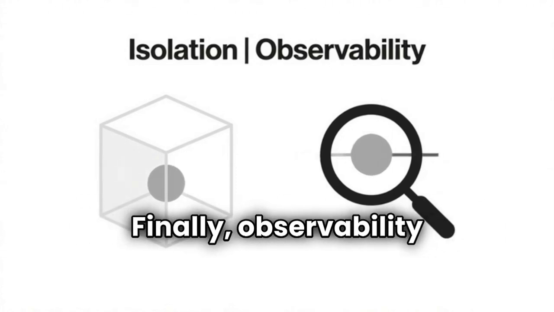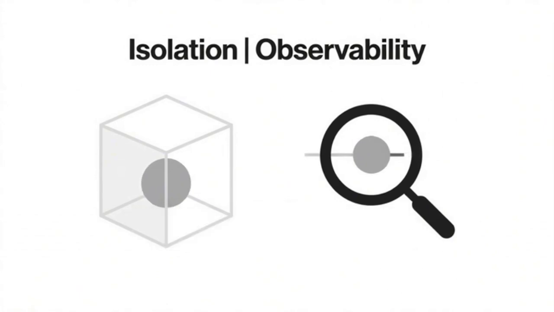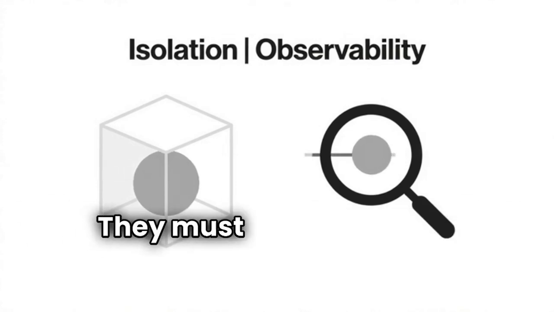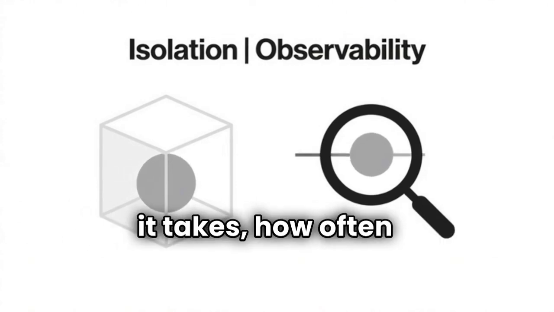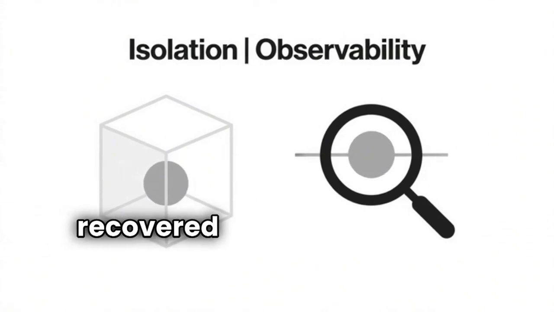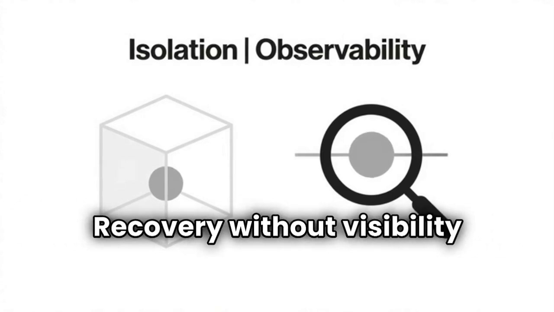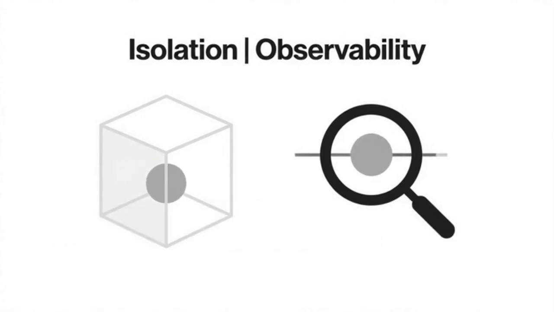Finally, observability is a core feature. Networks must be able to see recovery happening. They must track how long it takes, how often it fails, and whether recovered endpoints behave normally afterward. Recovery without visibility is blind trust.